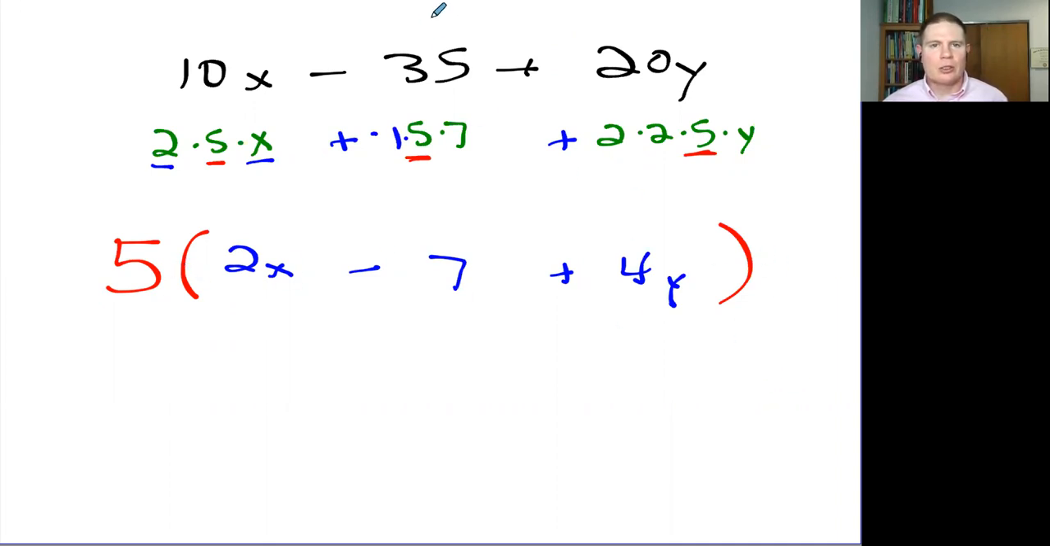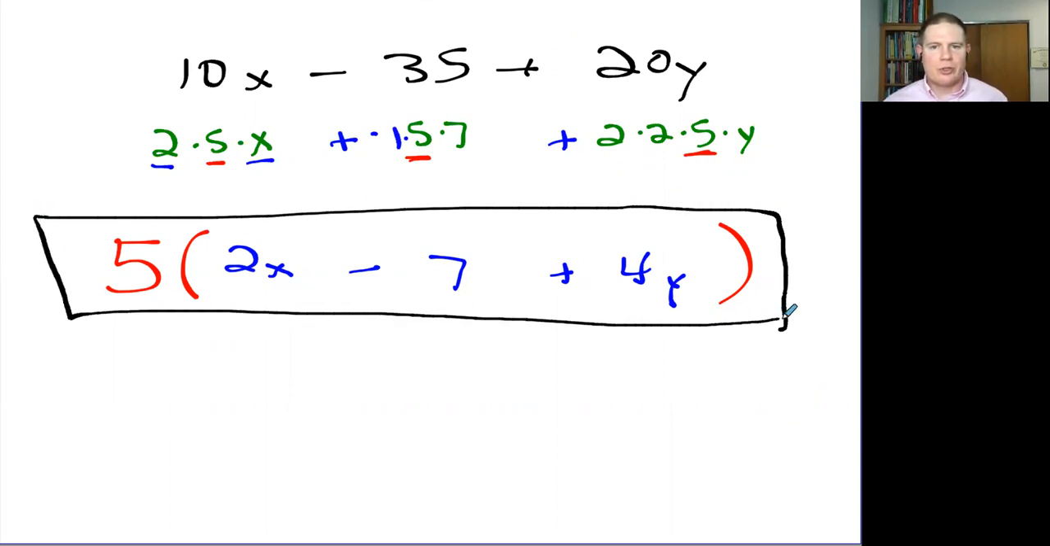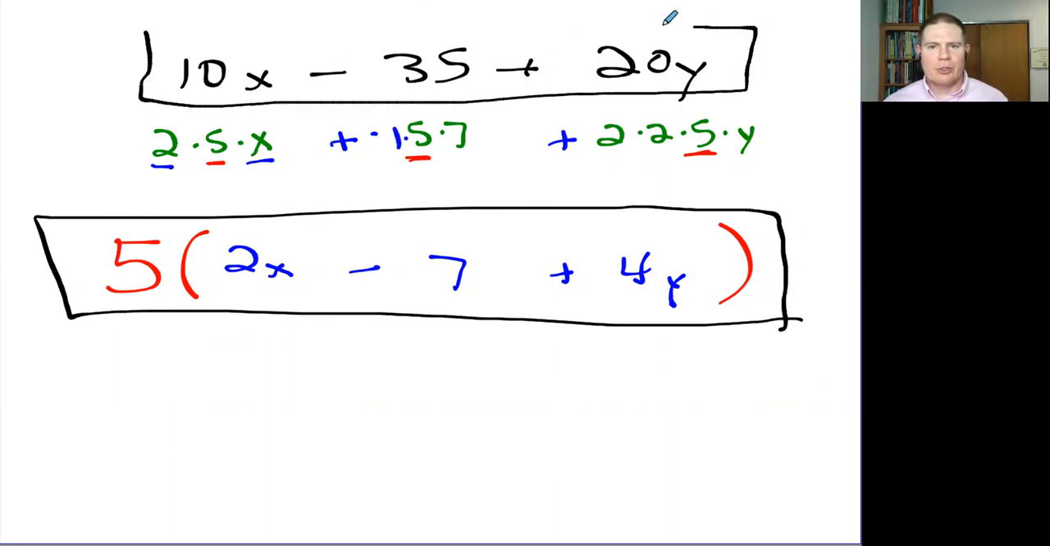So here's our finished factored expression, factored version of the expression. We start with a simplified version and unsimplify it by factoring out the 5 to get this. Okay.